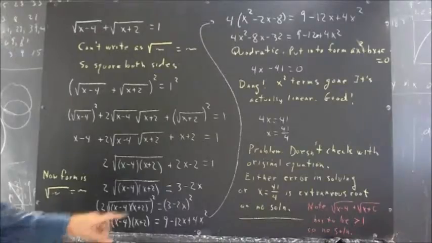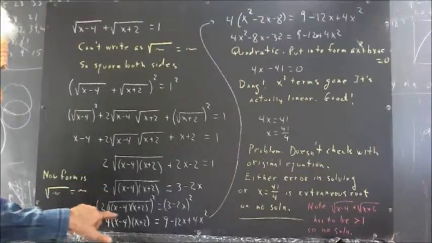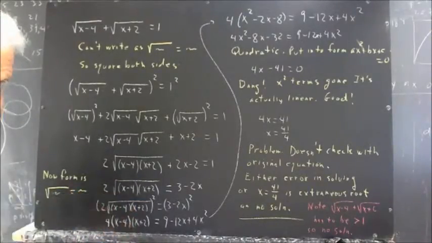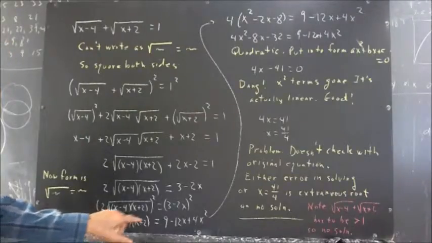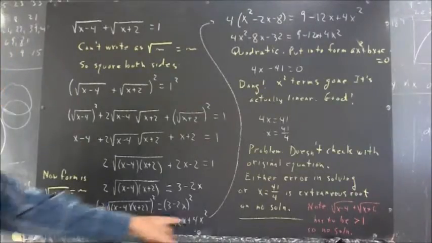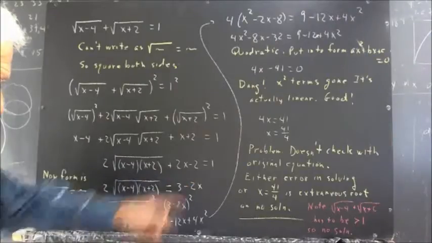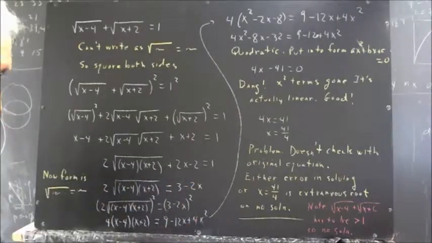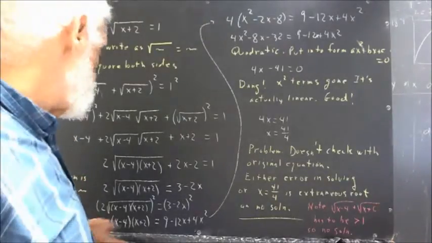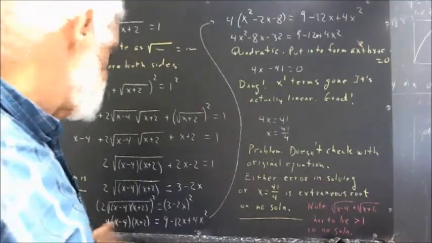And we get here 2 squared is 4, and the square root of x minus 4 times x plus 2 is just x minus 4 times x plus 2. Over here, the square of 3 minus 2x is 9 minus 12x plus 4x squared. Okay, so we've gotten rid of all the square roots, but it took us 2 steps. Now you need to understand this. Okay, so we proceed to solve this.